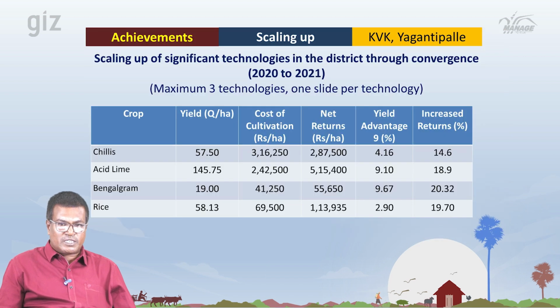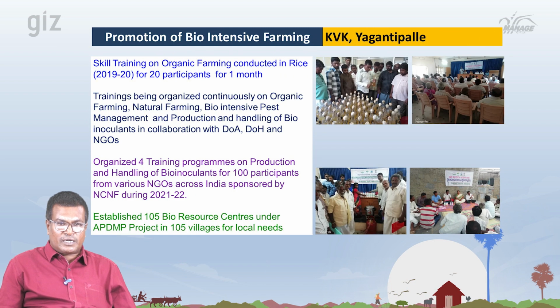So these are some results. There is a yield advantage of about 14 to 20% in different crops like chili, acid lime, Bengal gram and rice when we employ these bio-inoculants. And we are conducting skill training programs on organic farming, of 1 month duration, and these trainings are on a regular basis.